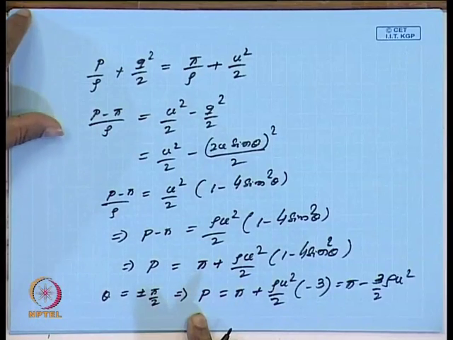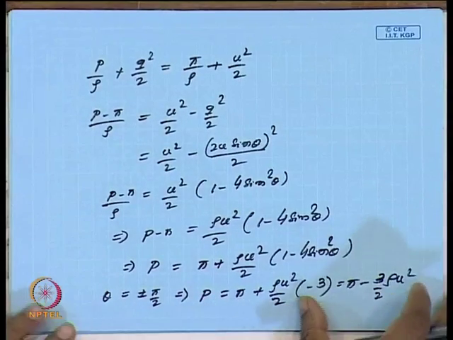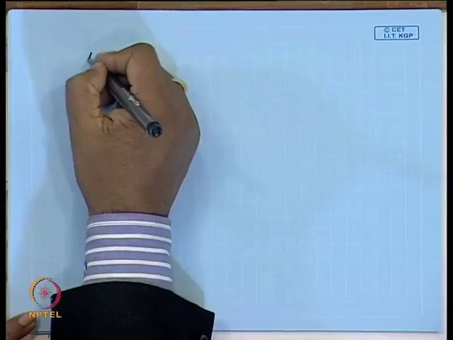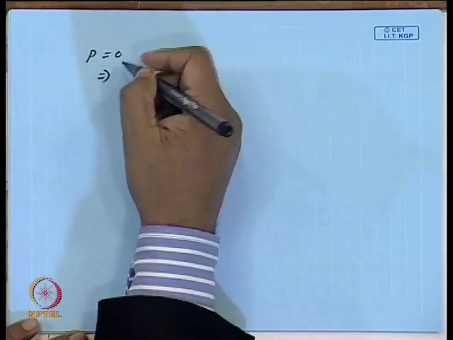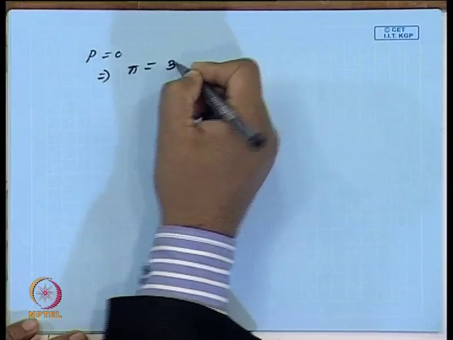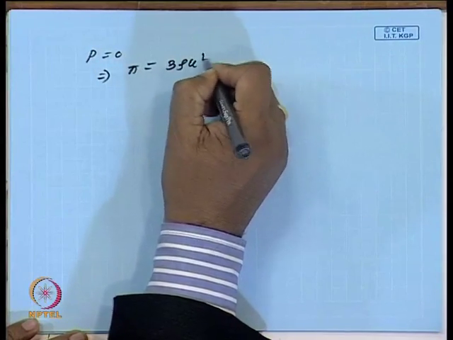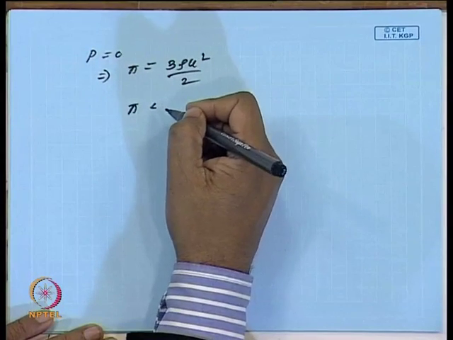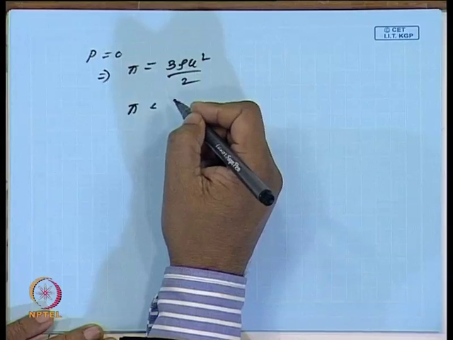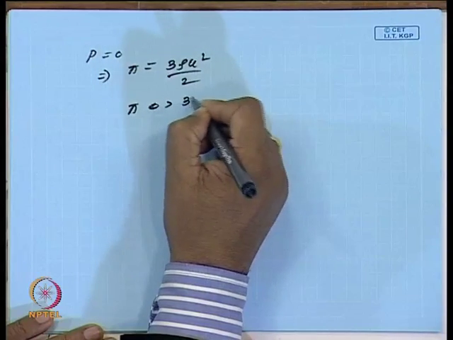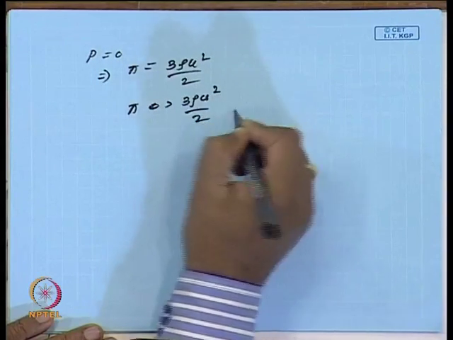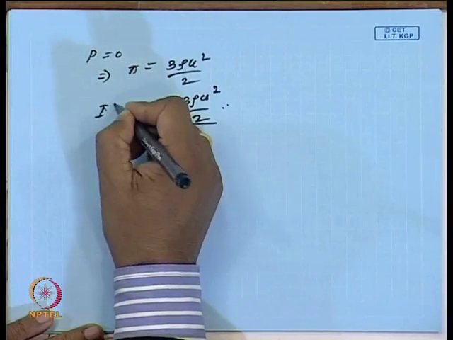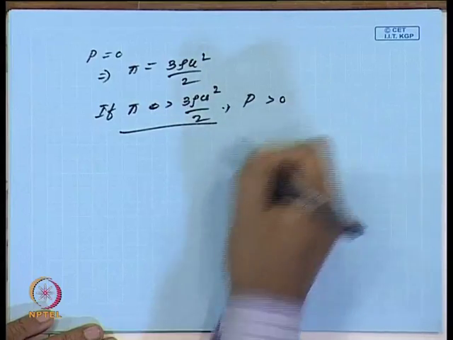So, if the pressure has to be positive, the zero pressure, when p is 0, means pi equals 3 rho u square by 2. In general, pi has to be greater than 3 rho u square by 2. If this holds, then only my p is greater than 0 on the surface of the cylinder.